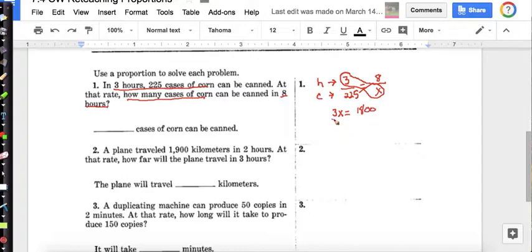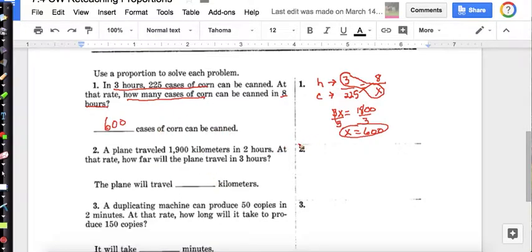The opposite of multiplication is division. So we're going to divide both sides by 3. And X will equal 600. Circle your answer. And then they already have the label for us, so I didn't put a label here. So 600 cases of corn can be canned.